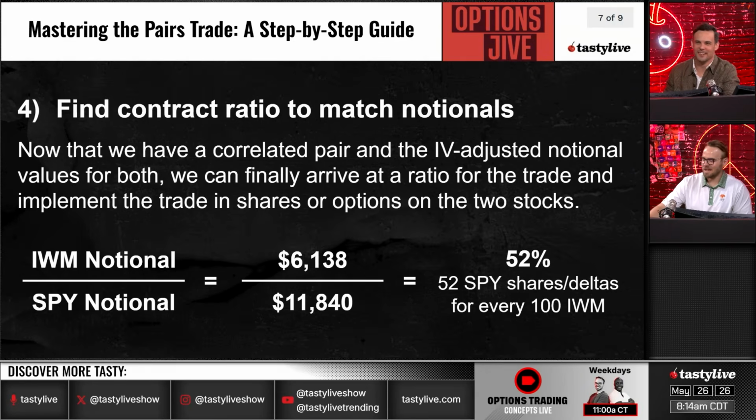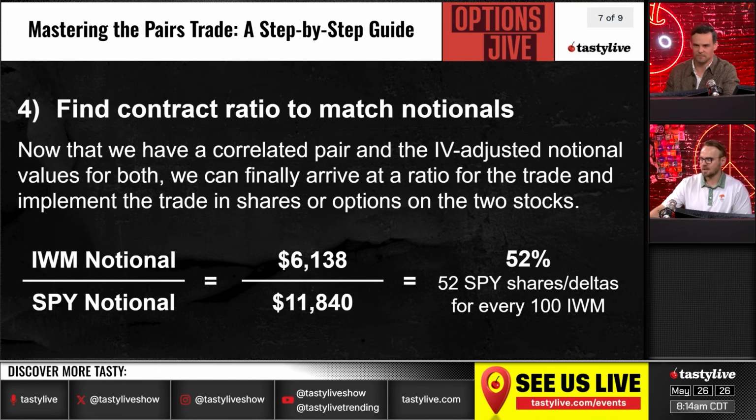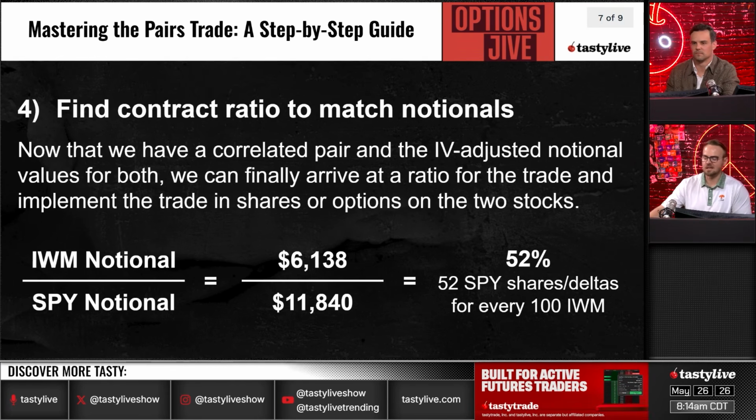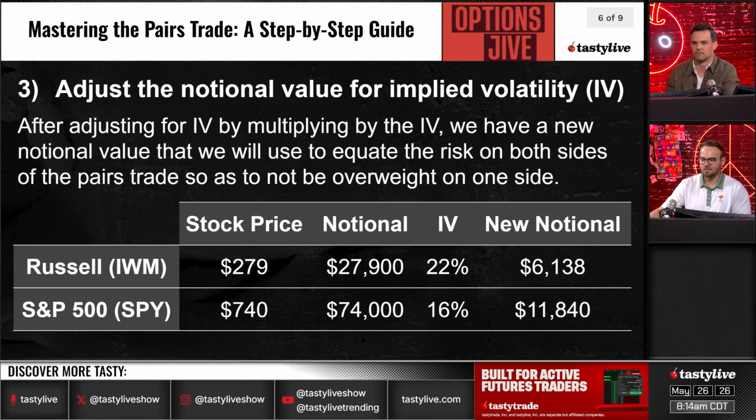All right. Apologies. But yeah, taking those stock prices, notional value, multiplying by IV, you've got your new notional figures here. So finding the contract ratio to match the notionals, now that you've got that correlated pair and the IV adjusted notional values for both, we can finally arrive at a ratio for the trade and implement the trade in shares or options on the 2 stocks. So IWM at 6K, SPY at, let's call it 12K. You've basically got a 2-for-1 type of situation here where you need to adjust and ultimately have more exposure in the Russell than you do in SPY, right?